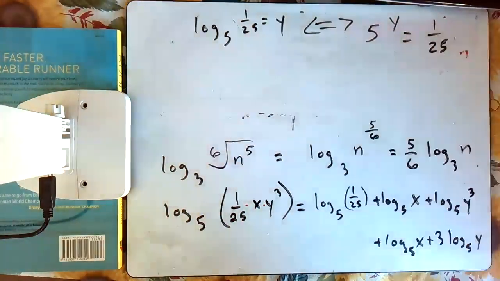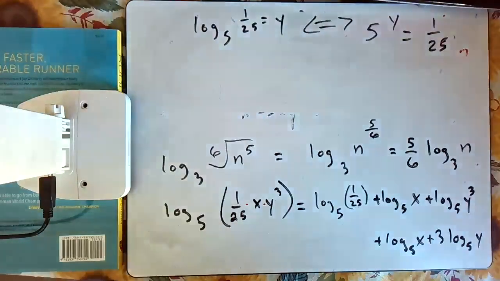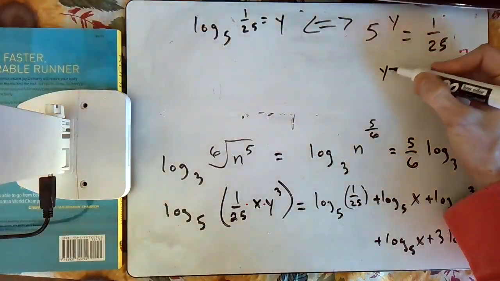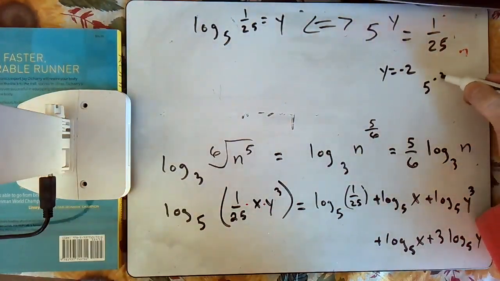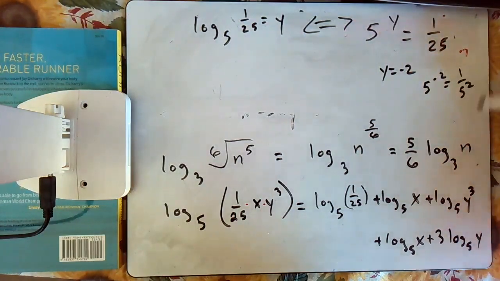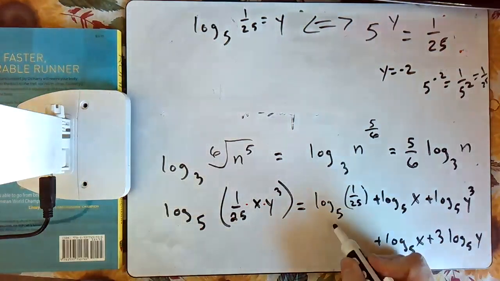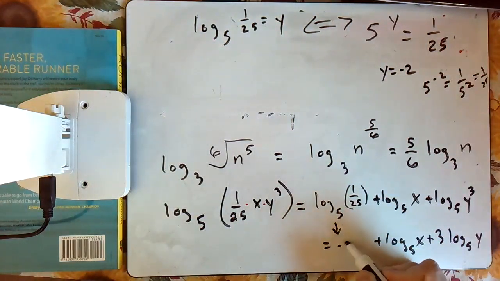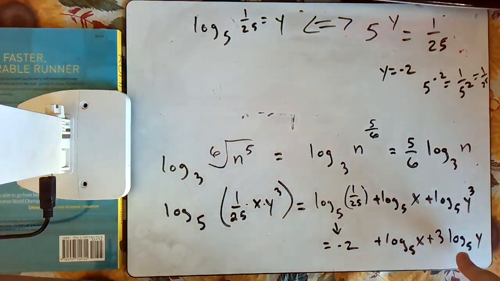Well, we know 5 squared is 25. And remember from the previous lecture, if you go from a whole number to a fraction via an exponent, that exponent is going to have to be negative. In this case, y is going to have to be -2. Why? Because 5 to the -2 is 1/5 squared, which makes it positive, and then we wind up with 1/25. So this becomes -2. That becomes your final answer: -2 plus log base 5 of x plus 3 log base 5 of y.